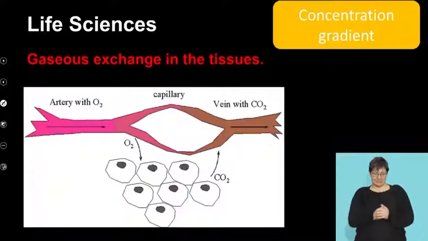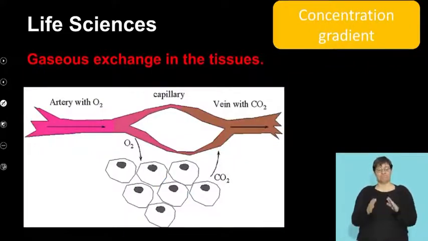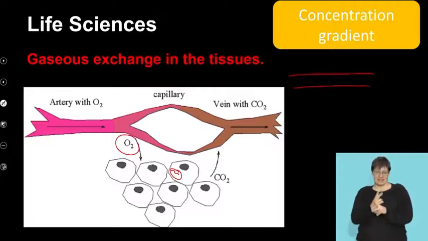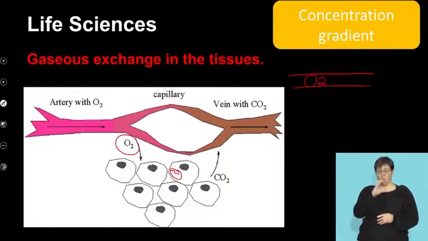So now I go here and get to my cells, and I've got these little mitochondria. And what happens with these mitochondria? I need oxygen. Now, if you have a look over here, we're going to see the concentration gradient again. So here my capillary comes, it's filled with oxygen. My cells, low oxygen.